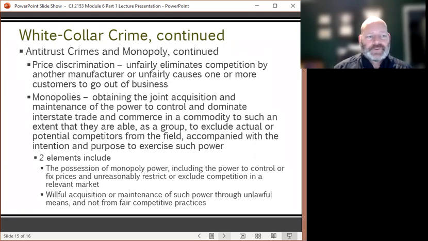So there are two elements to the crime of a monopoly: the possession of monopoly power, including the power to control or fix prices, and unreasonably restrict or exclude competition from a relevant market, and the willful acquisition or maintenance of that power through unlawful means, and not from having competitive business practices.